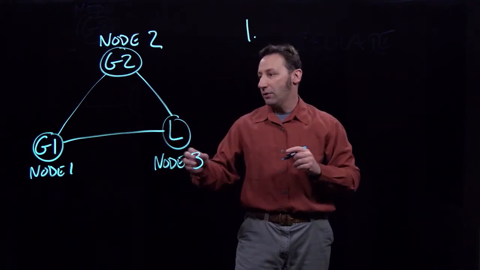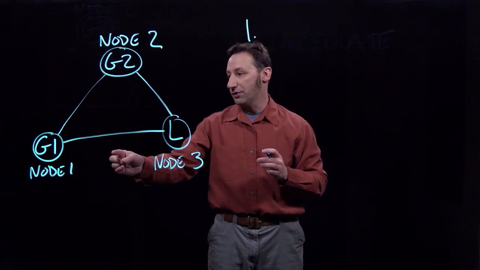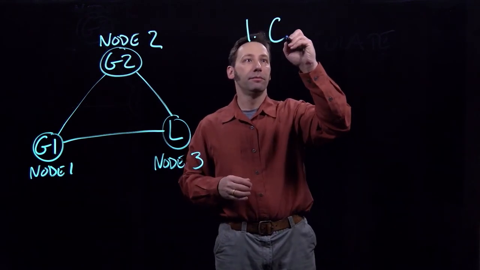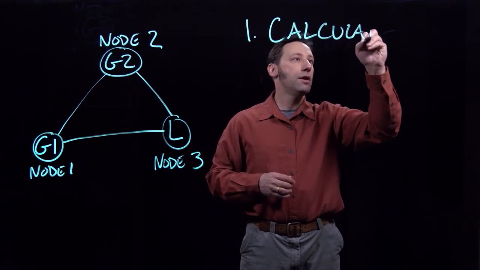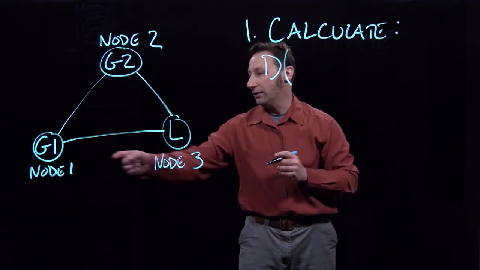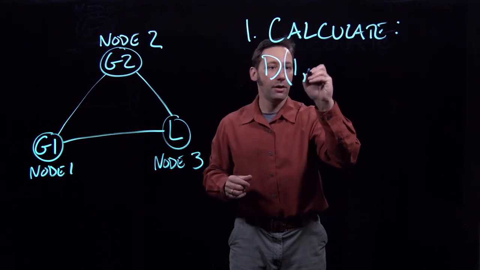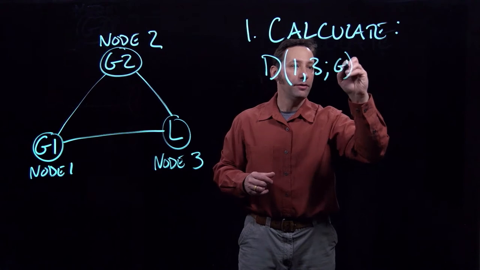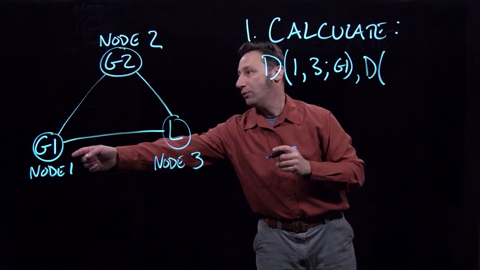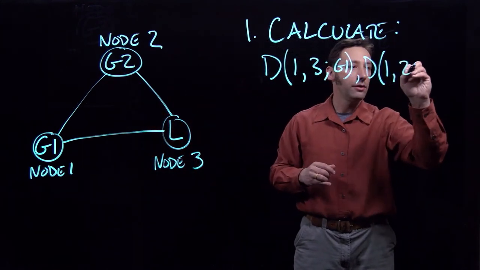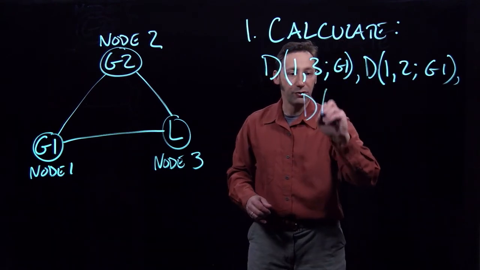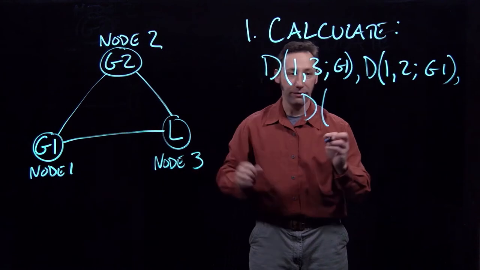The process of figuring out power flows in this three-node network consists of three steps. The first step is that we have to calculate the distribution factors for each of the three lines for the power injected by G1. We're going to calculate the distribution factor on line 1 to 3 from G1, the distribution factor on line 1 to 2 from G1, and the distribution factor on line 2 to 3 from G1.